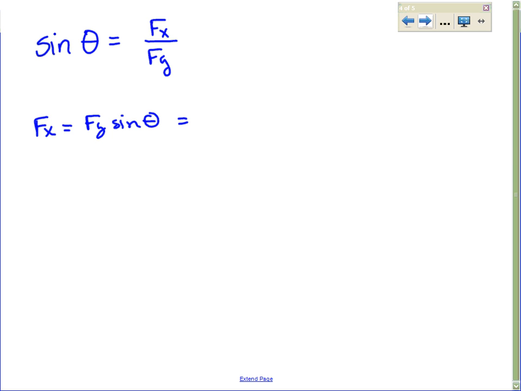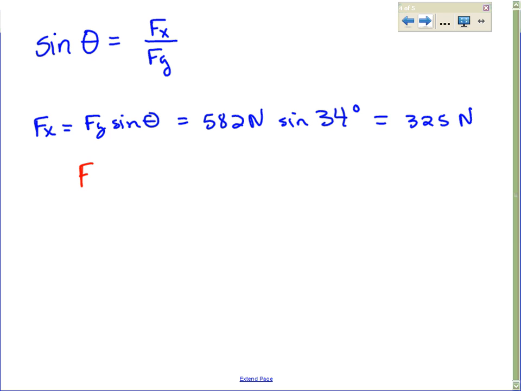So let's go to the next page, and we write that in a general format. Sine of theta is equal to Fx over Fg. For ours, Fx is going to equal Fg sine theta. Now for ours, it's 582 newtons times the sine of 34 degrees, which gives us a value of Fx of 325. That's the only force acting on the box.